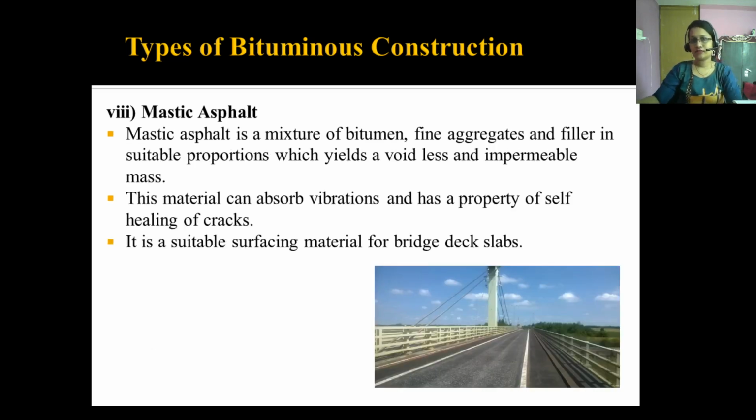Next we have the mastic asphalt. This mastic asphalt is a mixture of bitumen, fine aggregates and filler in suitable proportions, which yields a voidless and impermeable mass. It is suitable as a surfacing material for bridge deck slabs. This material can absorb the variations and has the property of self-healing of cracks.